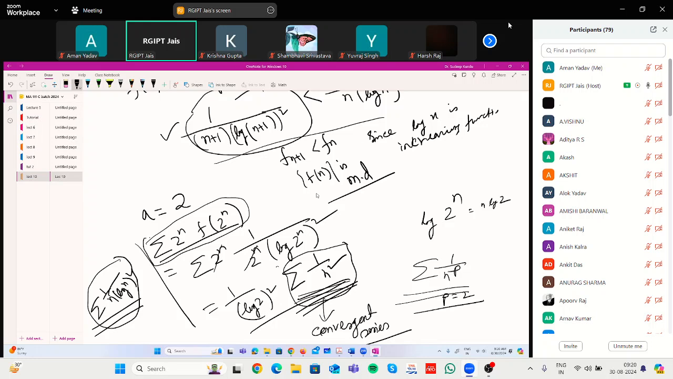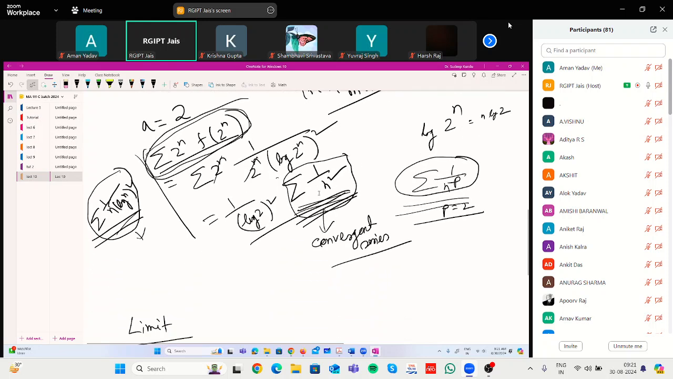So here we will get 1 by n square, right? And log 2 is a constant, so it will come outside of the summation. So (log 2) square into 1 by n square. And we have studied that the series 1 by n to the power p converges for p equal to 2, even for p greater than 1, we have seen. So that means this whole series converges. By Cauchy's condensation, this series will also converge. Is it clear?